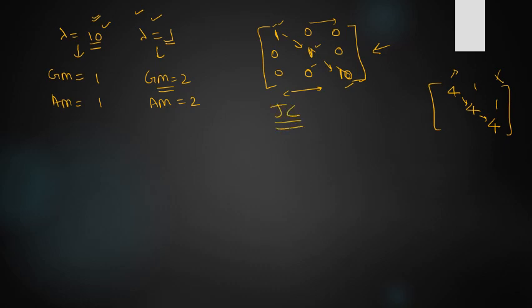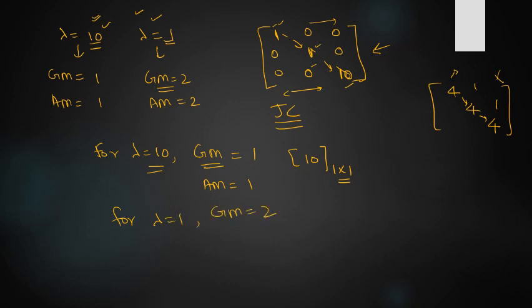And what would be the Jordan blocks? So Jordan blocks will be for lambda 10, because your geometric multiplicity is 1. So only one block can be extracted. So what it will be? 10 of the order 1 by 1. Why are we taking order 1 by 1? Because if you see algebraic multiplicity is also 1. Then you have for lambda 1, geometric multiplicity is 2 and algebraic multiplicity is also 2.